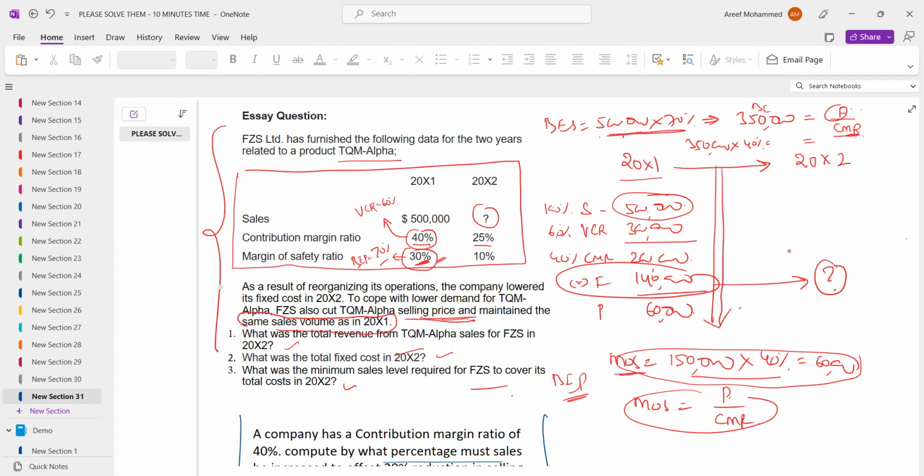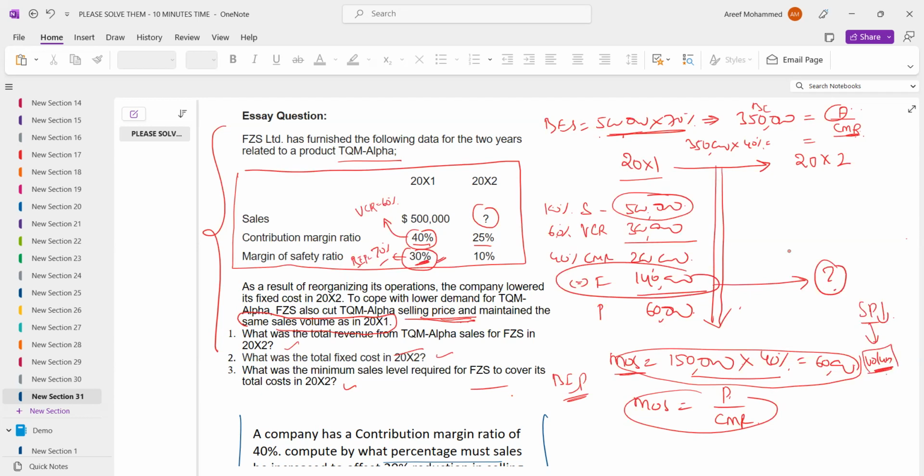They have decreased the selling price to maintain the same level of volume. The number of units they want to maintain the same. Selling price is decreased, but they want to maintain the same volume.